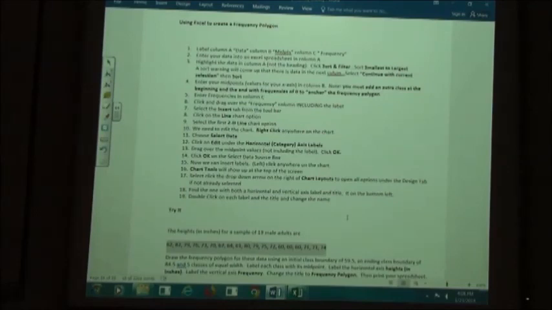Let's see. Right click on this now and go to select data. And now click edit. Now highlight them. Hit OK. And hit OK again. There. And now we got that on there.